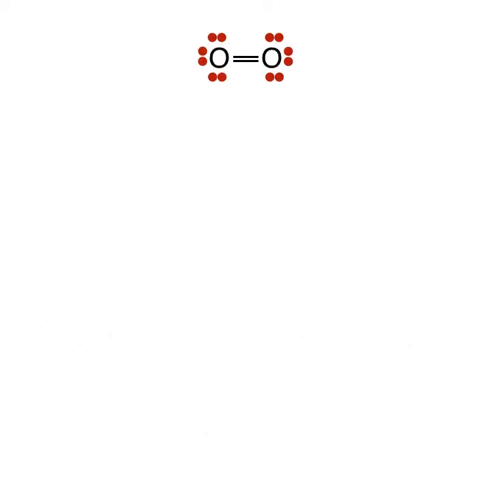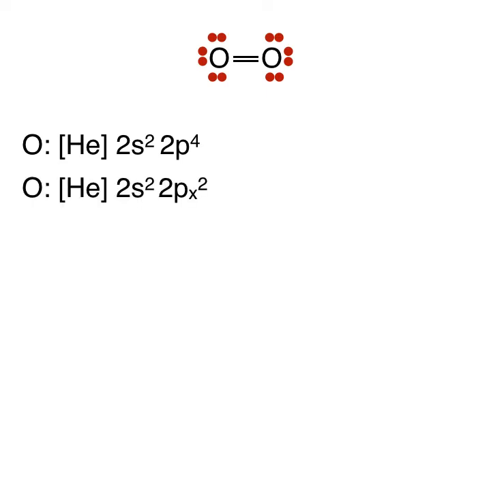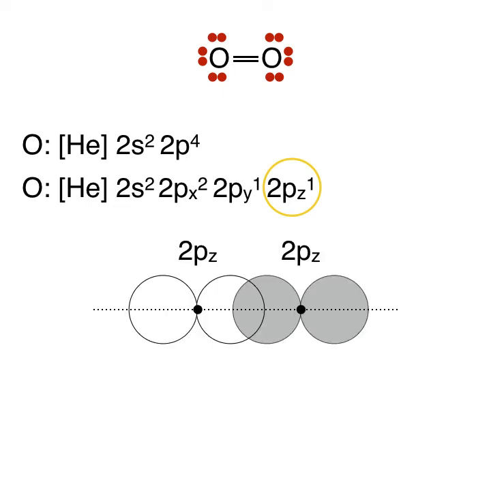Let's take a look at one last example of a double bond between two oxygen atoms. Taking a look at oxygen's electron configuration, we can determine that there will be 2 electrons in a 2px orbital, 1 electron in a 2py orbital, and 1 electron in a 2pz orbital. The first bond formed will be between the 2pz electrons of both atoms. The overlap of the two 2pz orbitals will look exactly the same as we saw for fluorine earlier, and will be a sigma bond.